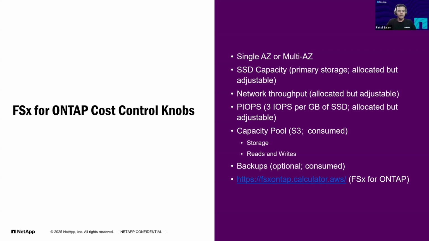Now, a really good technique to keep your costs low is to leverage the capacity pool storage, or S3, right? So data tiering for your cold data. That's something we will take a look at. You also have AWS Backup service. So depending on if you have that turned on, that's also going to add to your overall cost. And to simplify things or to forecast your costs, you can use the FSx ONTAP pricing calculator. I've included a link over here, and that's something that we have leveraged.